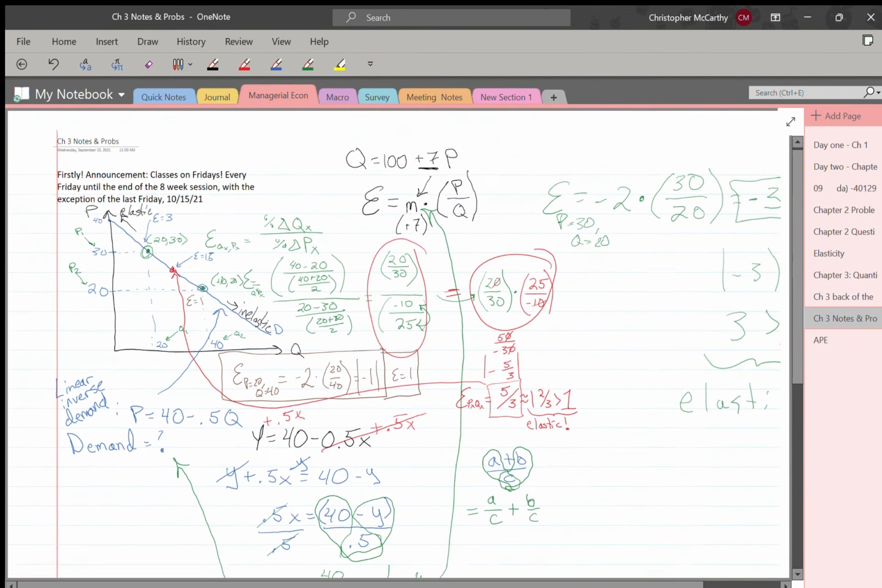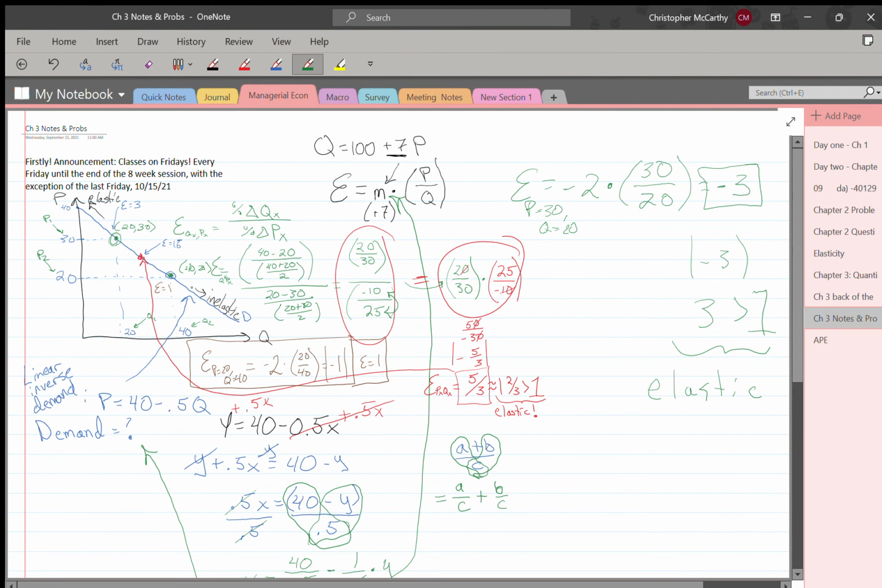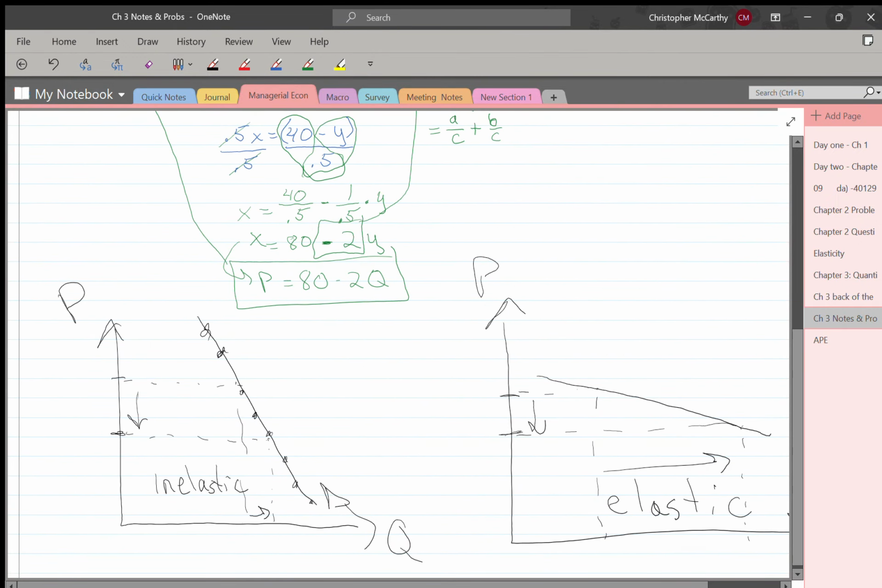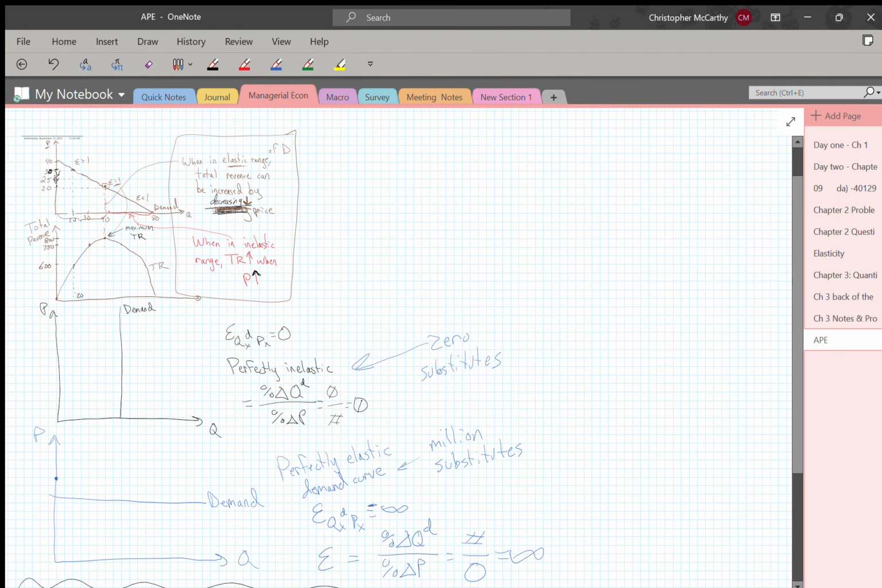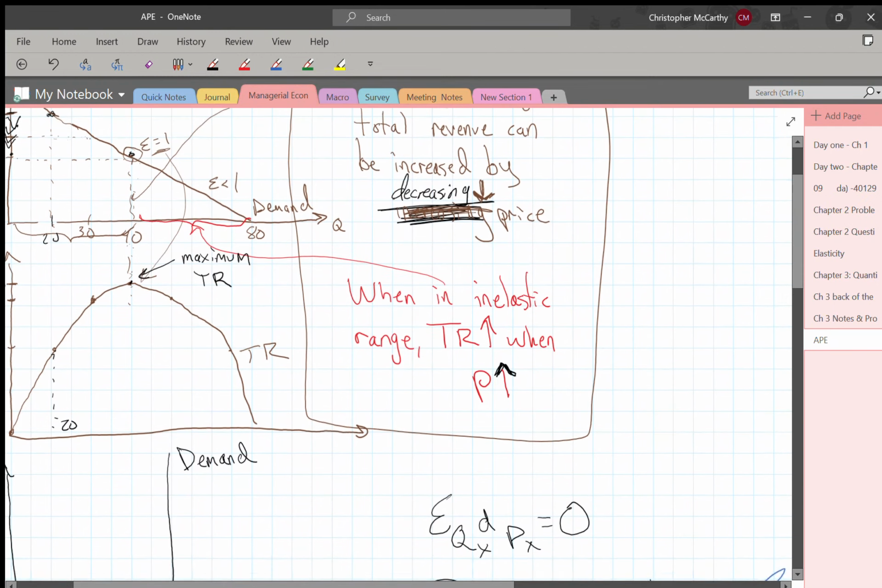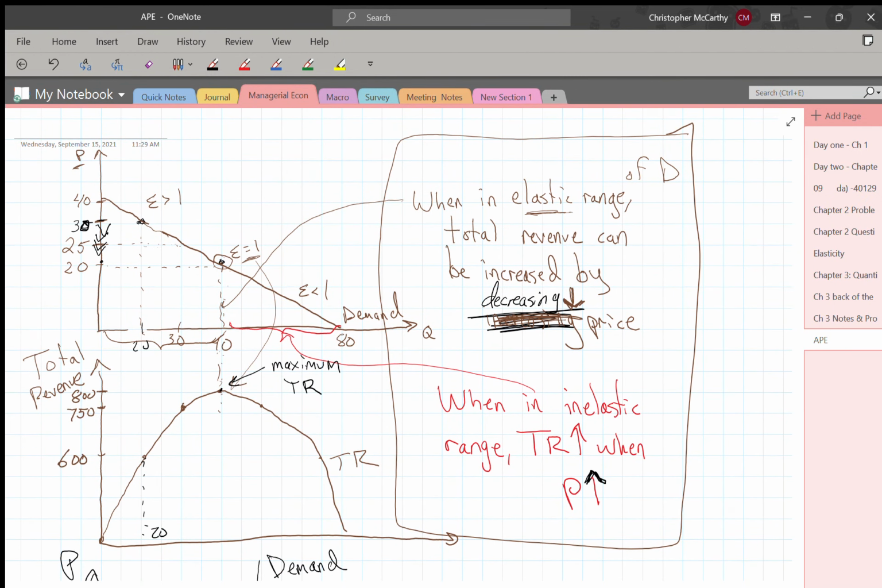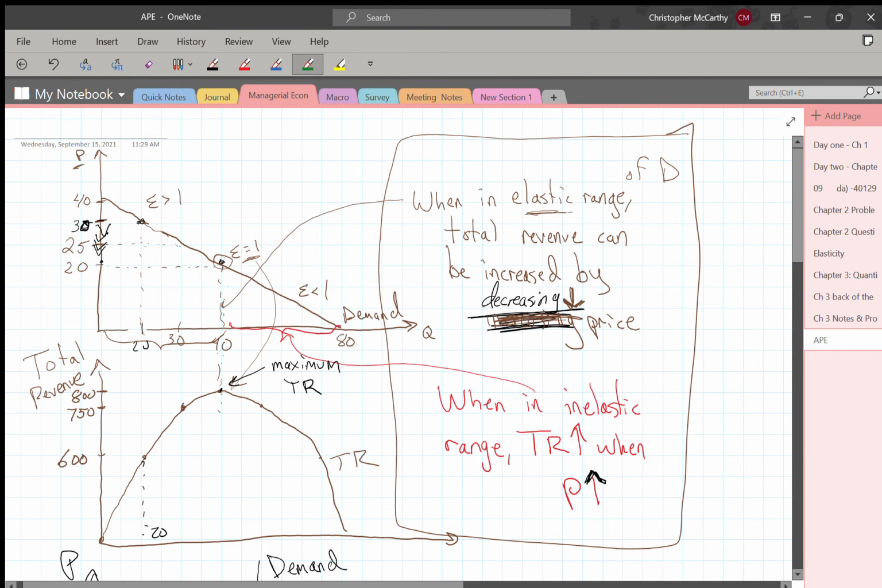There are different elasticities on the demand curve, and those correspond to different amounts of total revenue. Oh, sorry, that was up here. So the different elasticities on the demand curve correspond to different amounts of revenue. Now we're going to introduce a new curve to the mix. And again, we're going to keep this same demand curve that starts at 40 and ends at 80.